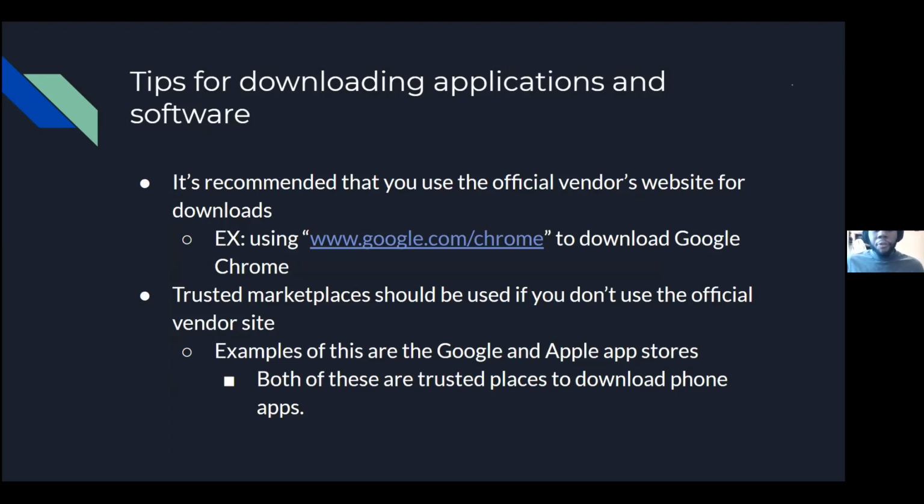The first tip is that it's generally recommended that you use the official vendor's website for downloads. An example here being Google Chrome, a web browser. We would want to go to the URL from Google, because we know Google is the company, the developer, the people that make the application, as opposed to a third-party site. Additionally, we want to go to trusted marketplaces when looking for software. Examples of this are Google and Apple's app stores. Both are considered trusted places to download applications.